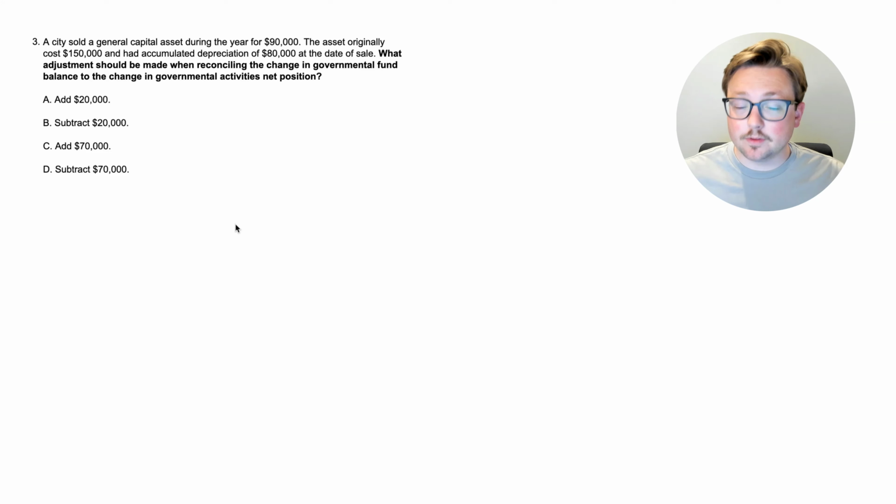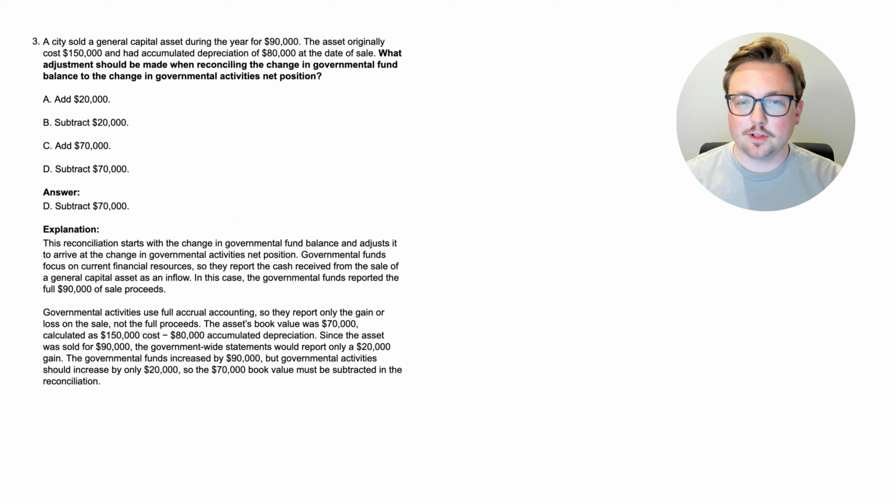This is a little bit different than what we've learned about so far. So if you don't know how to do this, that's okay. But if you want to give it a try, go ahead and pause the video, and when you're ready, come back, we'll look at the answer together. All right, here we are. The answer is D. You would subtract $70,000.